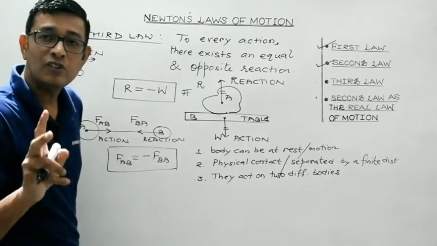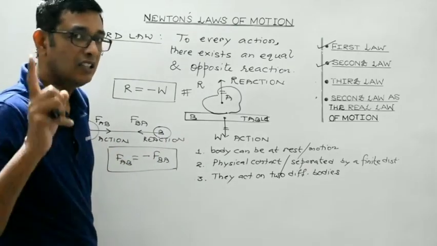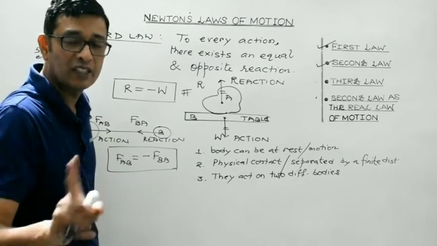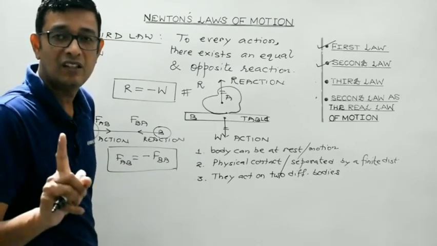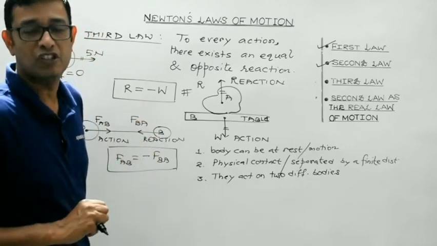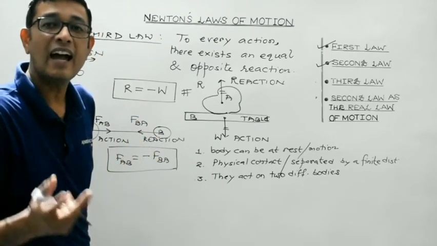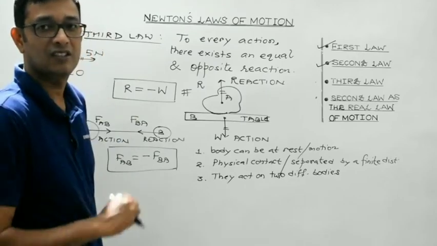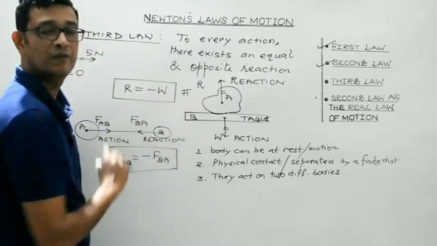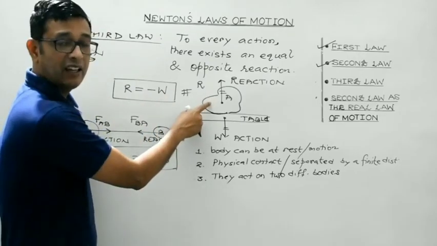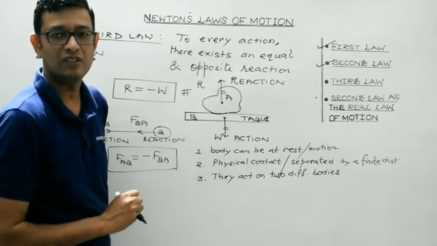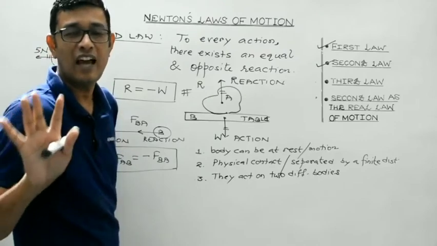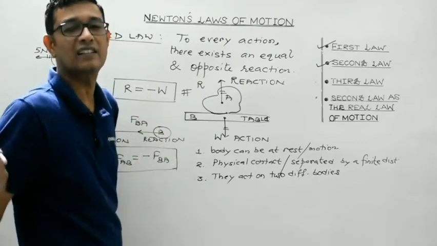So although action and reaction are equal in magnitude, opposite directed, but still, mark my words, they do not cancel out the effect of each other because they act on two different bodies. So students, over here, the body A is at rest not because the action and reaction are getting cancelled out. They can never get cancelled out.